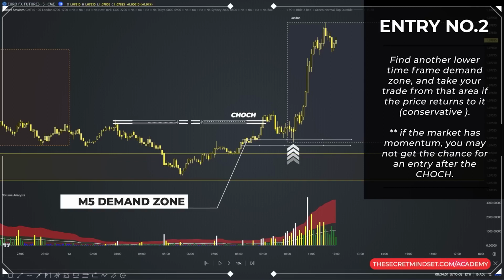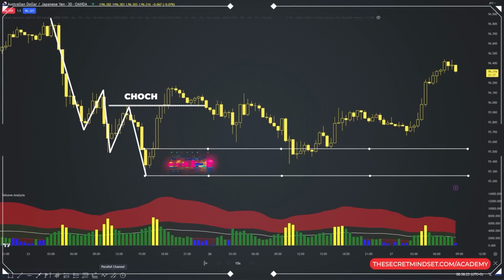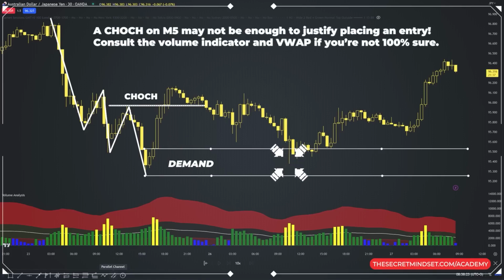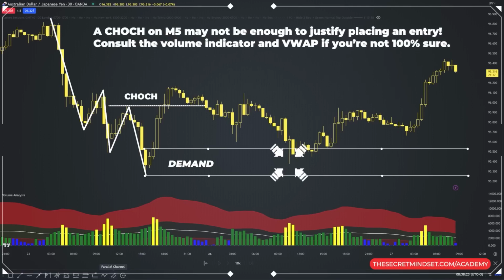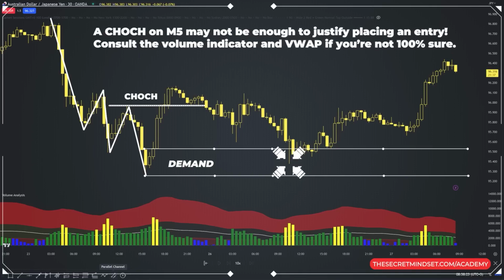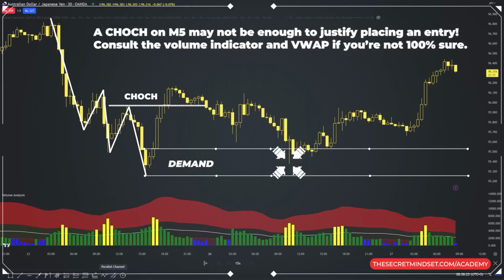Keep in mind that if the market has momentum, you may not get the chance for an entry after the change of character. Once you've identified a good quality supply or demand zone to trade, and in which you are expecting a reaction from, you can step down to the 5-minute time frame and search for entries by looking for a change of character. Keep in mind that sometimes looking for a choch on the 5-minute time frame may not be enough to justify placing a trade. So leave the volume indicator on your charts or the VWAP, and when things are unclear, you can consult these tools to make a decision.